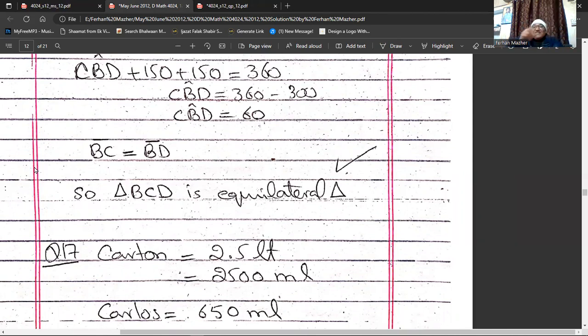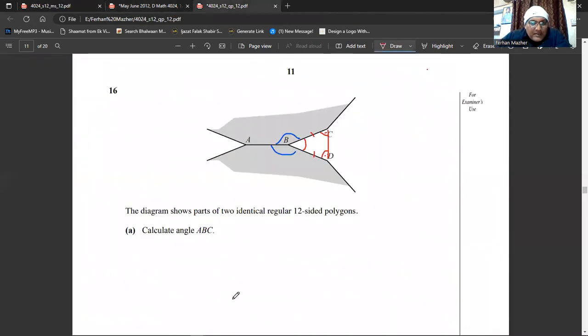Because all its angles will be 60, 60, and 60. You see, if this angle is 60, these two angles are also equal to each other. So it will be alpha plus 60 equals 180. So 2 alpha will be equal to 180 minus 60, so 2 alpha equals 120. So alpha will be equal to 60. So this is 60, this is 60, this is 60.